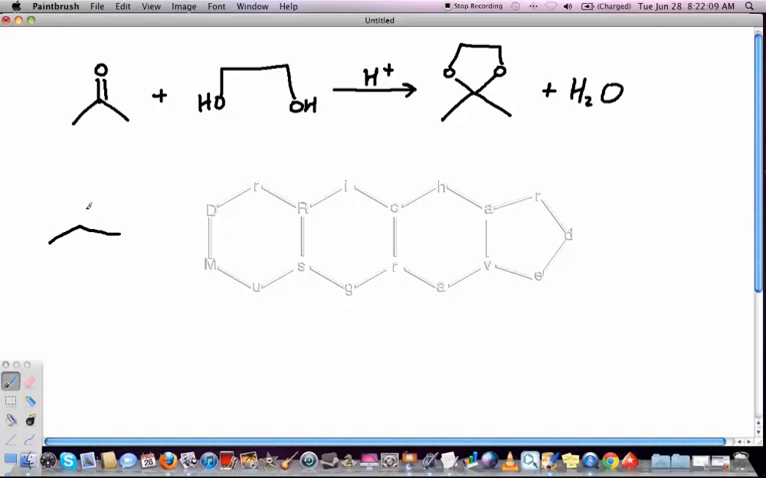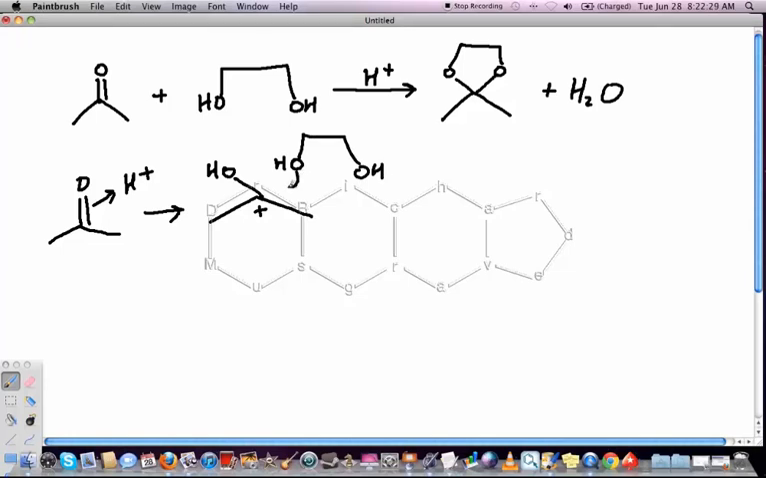So we start off with our ketone, and in the first step the H plus adds to the ketone. That leaves a positive charge on the C. Now we can have the diol come in and attack with one of its oxygens, it doesn't matter which.